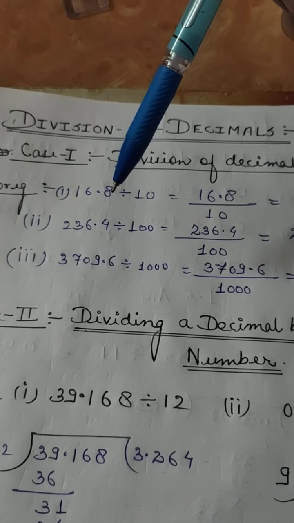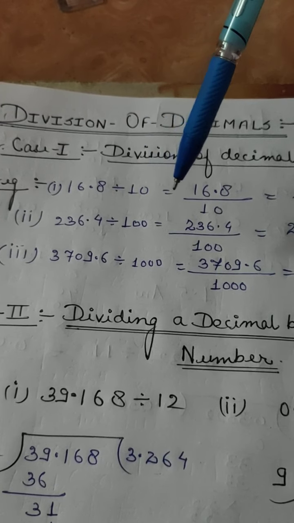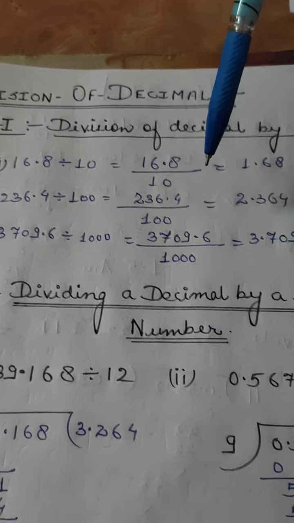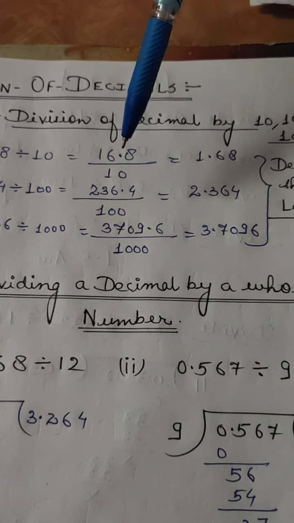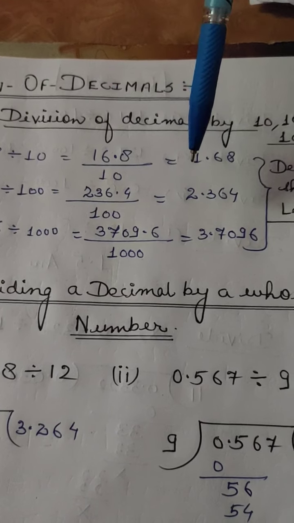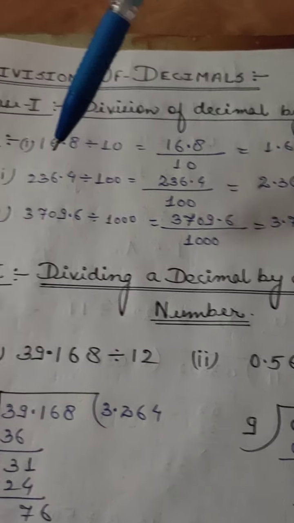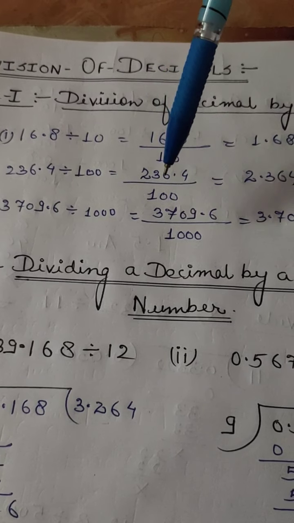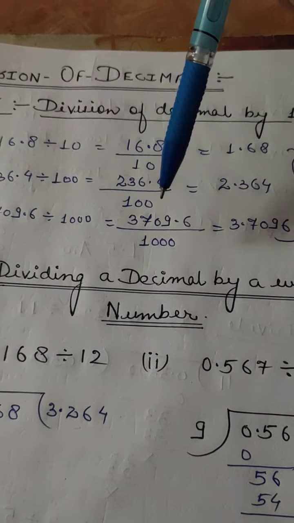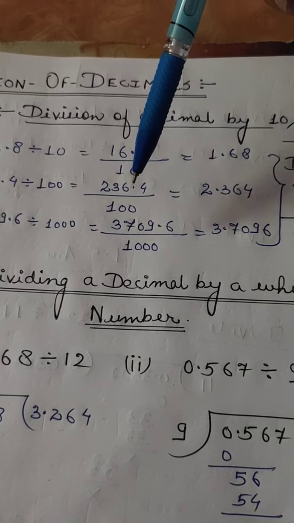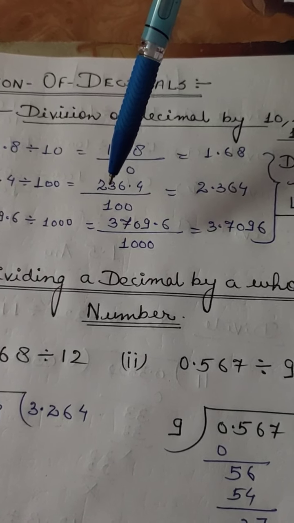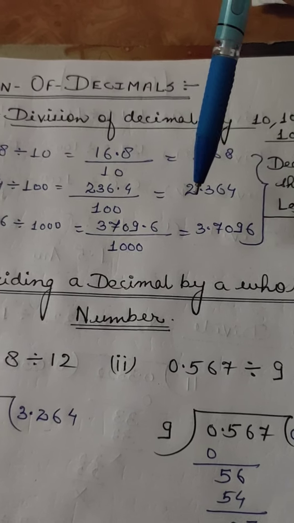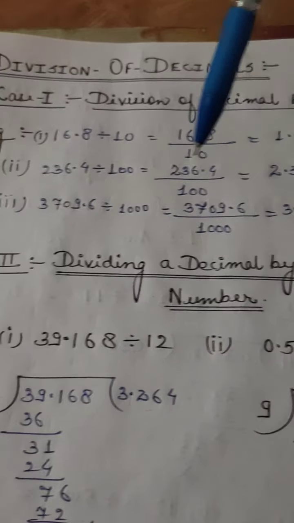For example, 16.8 when divided by 10, then what do we get? 16.8 divided by 10 will move this decimal one place to the left. What is the answer? 1.68. Similarly, 236.4 is divided by 100. We have written it like this, and this will move the decimal point from here to the left. How many places? 2 places, because it is divided by 100. So what do we get? 2.364 as the result.